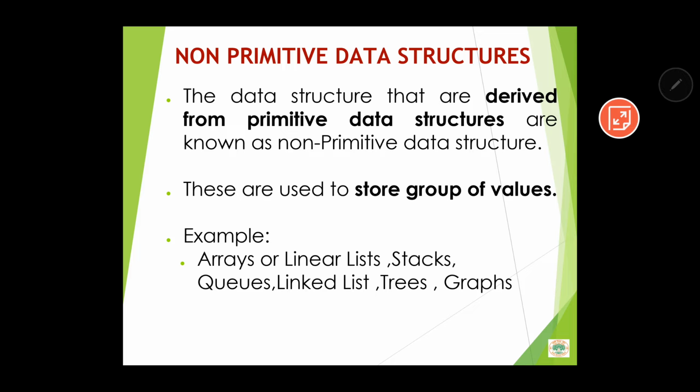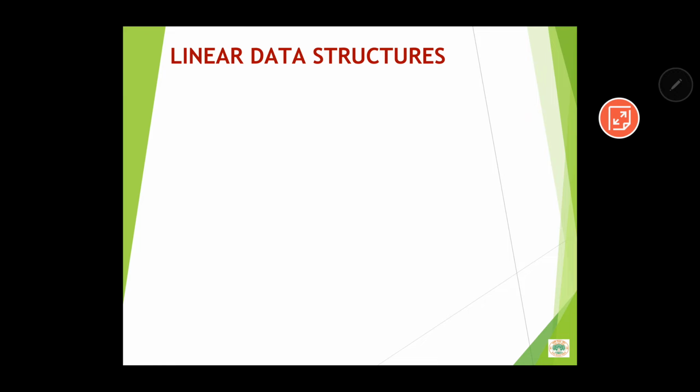They are used to store a group of values, not just a single value. They will store more than one value of different data types. Examples are arrays or linear list, stacks, queues, linked list, trees, graphs. All these fall under the category of non-primitive data structures. As per our syllabus, we will be discussing linear list, stacks and queues only in detail, and that too in different chapters. Here I will just give you an overview of all these different types of data structures.